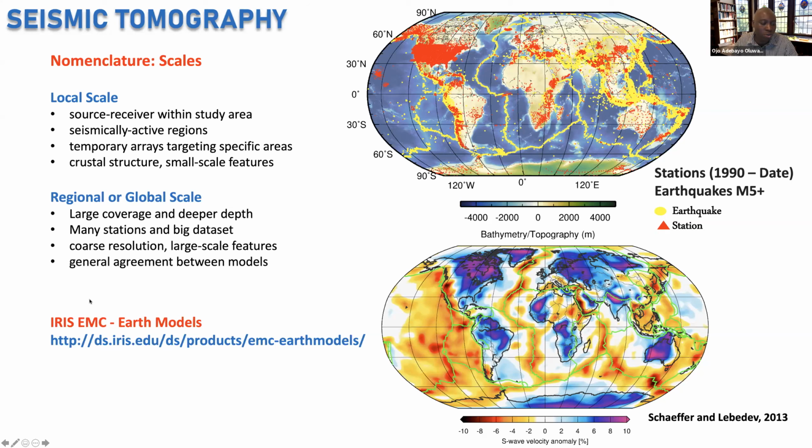And I just wanted to point our attention that IRIS has an Earth model collection where they've collected a whole lot of different types of models, ranging from small scale to large scale, body wave, surface wave. There are a lot of models there, in case you need a model to do your work. You could just look through the IRIS EMC and see if there's a good model in your study area already.